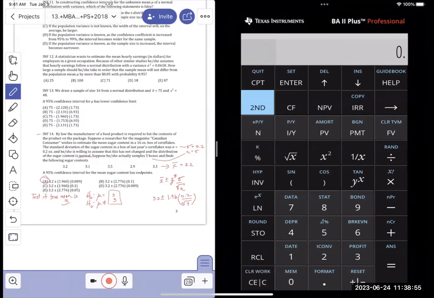Oh, what happened? Do that again. 1.96 times 0.089. Store it in my memory, store 1, and then take 3.2 minus recall 1 is 3.02, and then 3.2 plus recall 1. So that's 3.374. Is that what you got, Marcos?